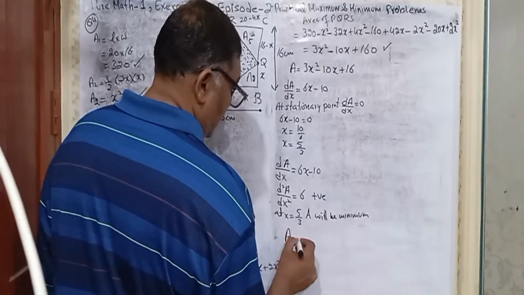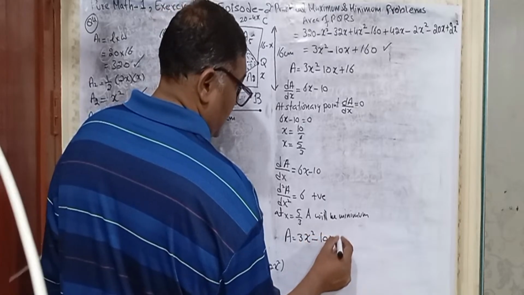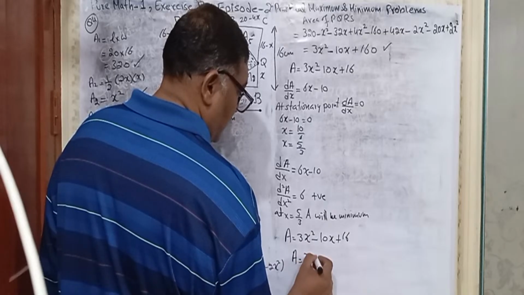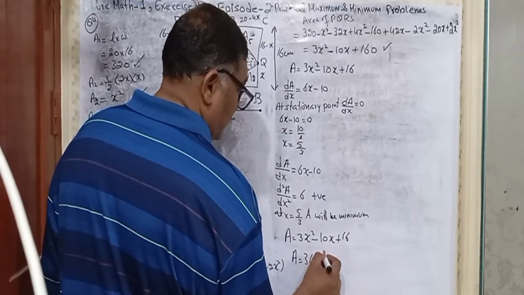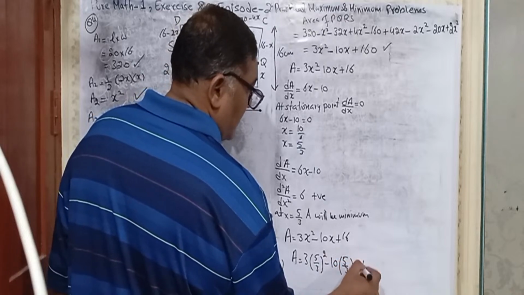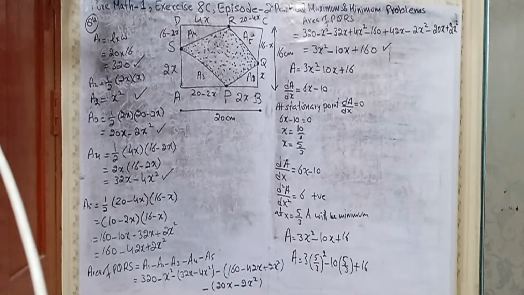Now I have to find out that area. So area is equal to 3x square minus 10x plus 16. So the area will be equal to 3 into (5 by 3) square minus 10 into 5 by 3 plus 16. So let me use my calculator.